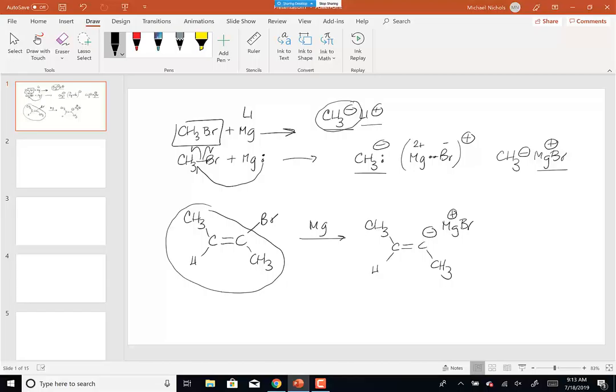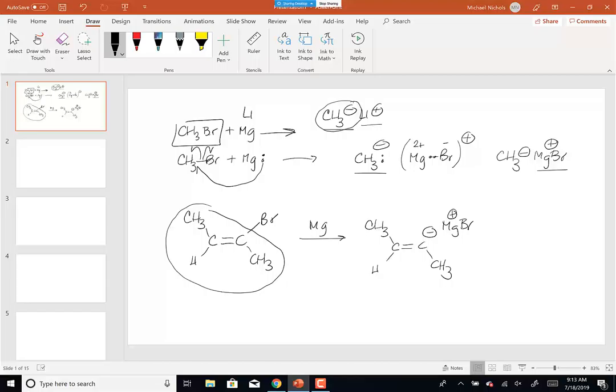So that's the first thing that all these reactions have in common. I'm making a negatively charged species, and to make the carbanion, I just need to have a halogen on there, usually bromide, and react it with lithium or magnesium to make the C minus. So that's all we need to do to make the C minus. Okay. So that's our general principle.